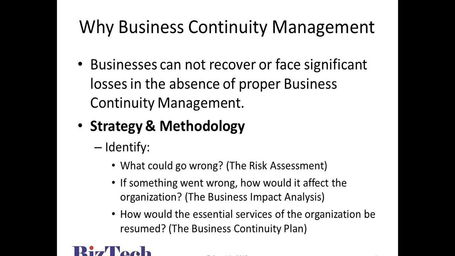So all of these, training, testing, and the business impact analysis, we're going to talk about that later as well. These are different components within business continuity management. So overall, what does business continuity cover? Why do we need to have that? The second portion of this slide talks about that. The business continuity plan, or BCP, helps you identify what can go wrong, and we do that in the risk assessment and business impact analysis. And if something went wrong, how it would affect the organization, and how the essential services of the organization would be resumed. And that's what the business continuity plan talks about.